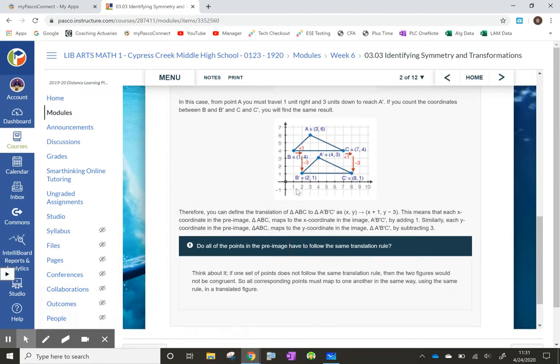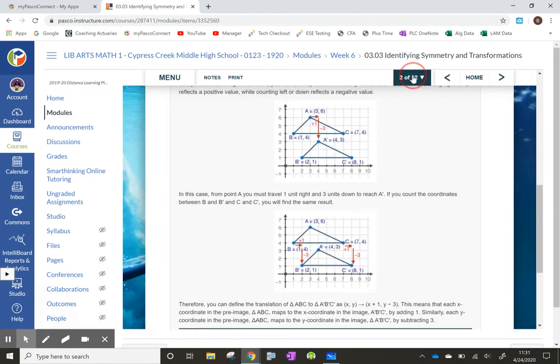Another thing to keep in mind is we call the original triangle the pre-image because it's what happens pre-translation. And then we call the moved one just regular image, not post-image or anything, just the regular image. That's what happens after the translation. So just something, again, terminology to keep in mind.